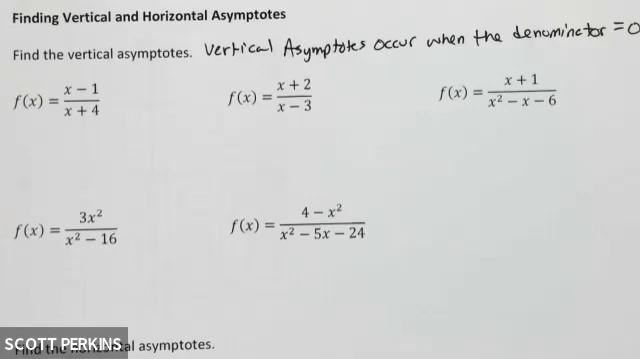Vertical asymptotes do not occur when the numerator is 0. So I did not talk about the numerator at all until just now. So do not worry about the numerator when you're finding your vertical asymptotes.